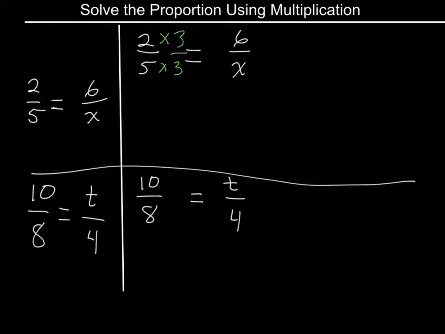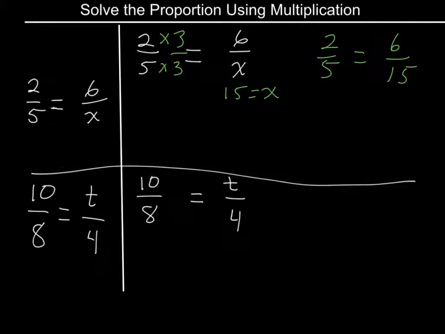So if you notice what I did here, I'm multiplying by 3 over 3. And the number 3 over 3 is 1, which means I'm multiplying 2/5 times 1, and of course we know that doesn't change the value. So I could say that 5 times 3 would be equal to 15, so x is equal to 15. So the proportion would be 2/5 is equal to 6 over 15.